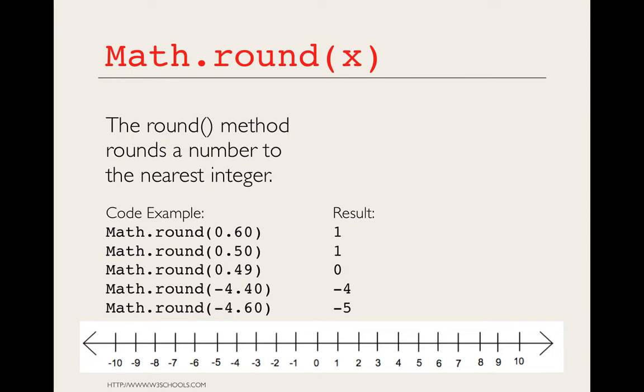Think of the number line. You remember the number line? Math.round of negative 4.4 would go to negative 4. That's the closest number on the number line. And negative 4.6 will go to negative 5.